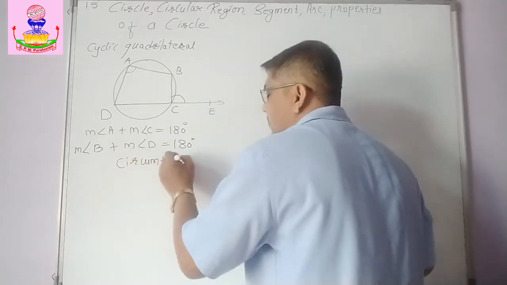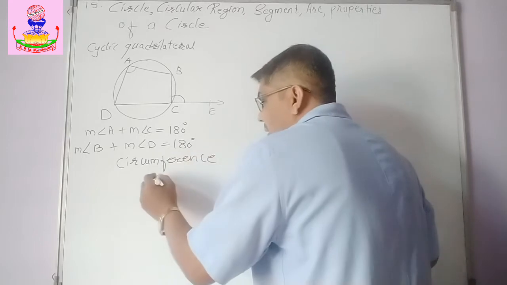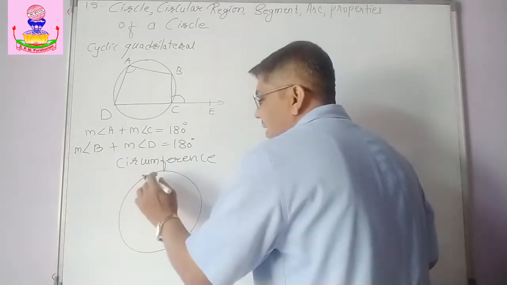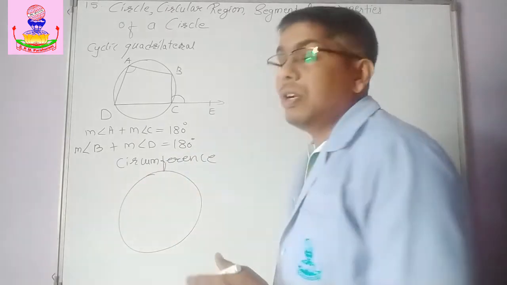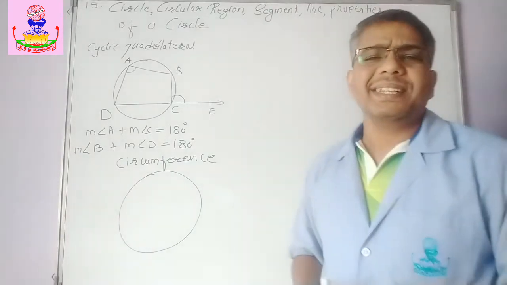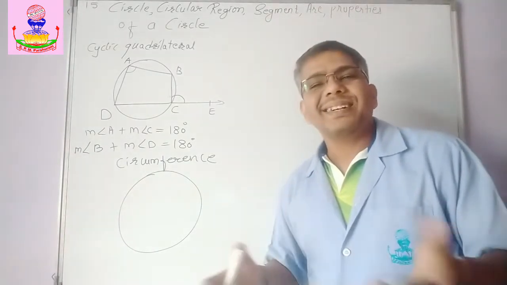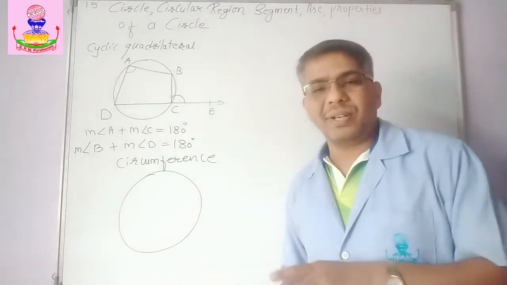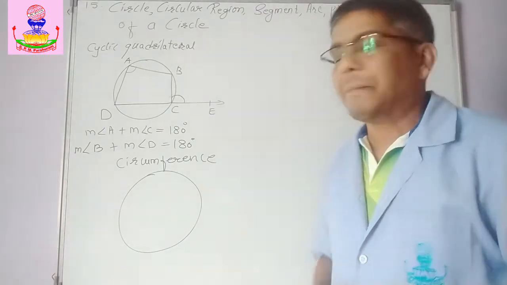Circumference of circle. So what is circumference? The length of the boundary of the circle is called the circumference, or in other words, perimeter. Now here in a circle we call it circumference.